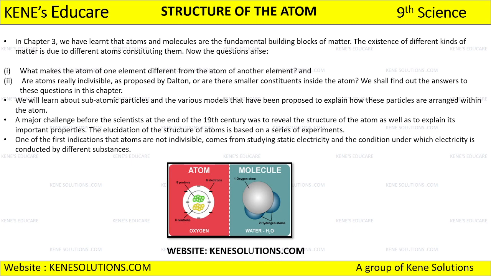A major challenge before the scientists at the end of the 19th century was to reveal the structure of the atom, and that is why they were working so much to explain all the properties by performing different experiments. One of the first indications that atoms are divisible comes from studying static electricity and the conditions under which electricity is conducted by different substances. This was very important, because the first indication came from the concept of static electricity.